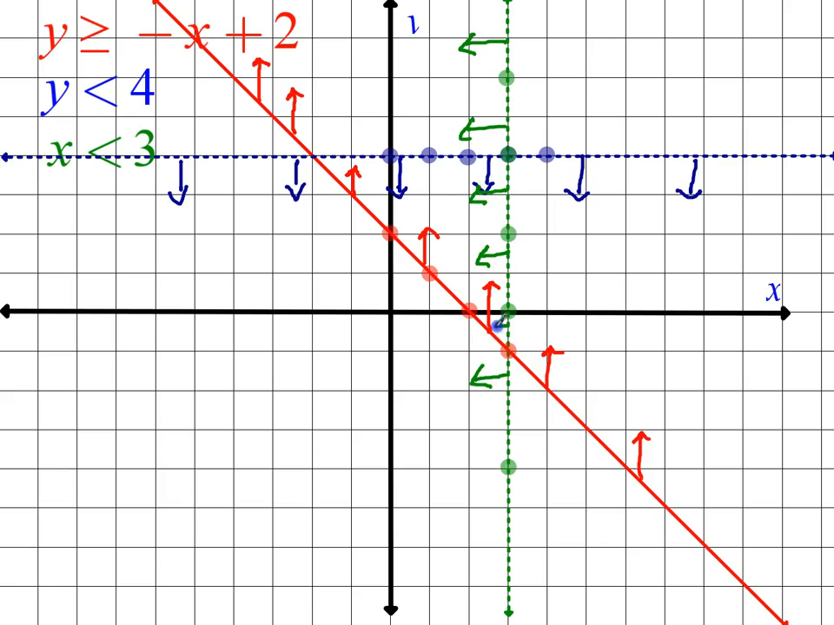Okay, it would actually be this little area there too. Okay, so now I'm looking to see where all three of these things intersect. Hopefully you see that they all intersect inside of this area here, right? It sort of makes a triangle.